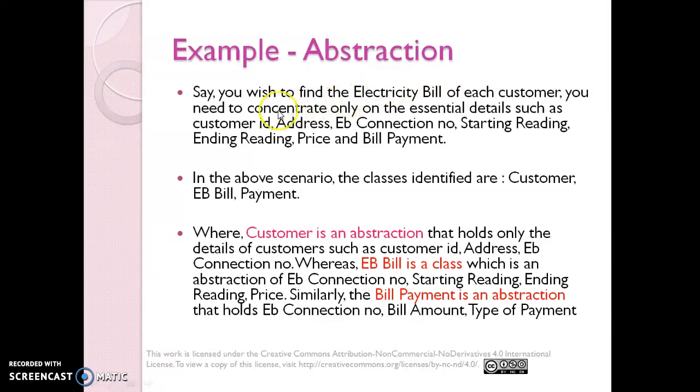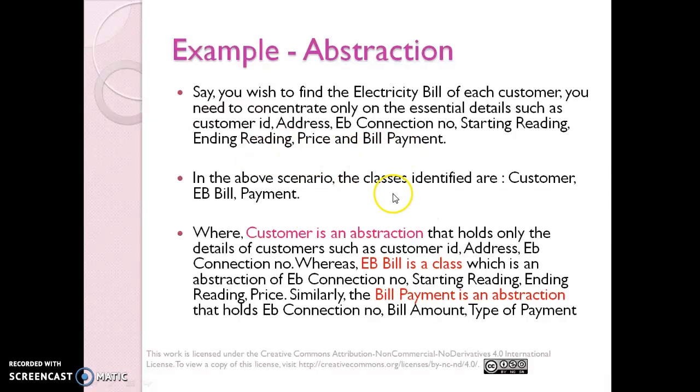An example of abstraction is, say for example, you wish to find the electricity bill of each customer. You need to concentrate now only on the essential details such as the customer ID, the address of the customer, the EB connection number, starting reading, ending reading, price and bill payment.